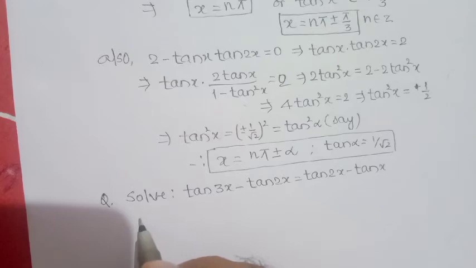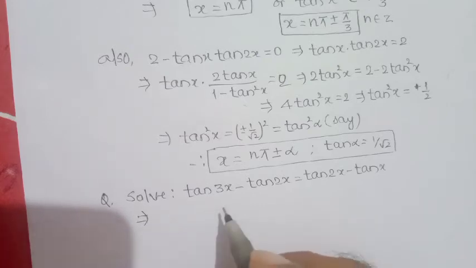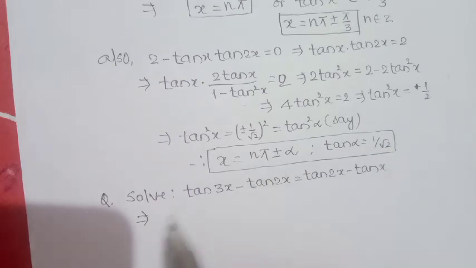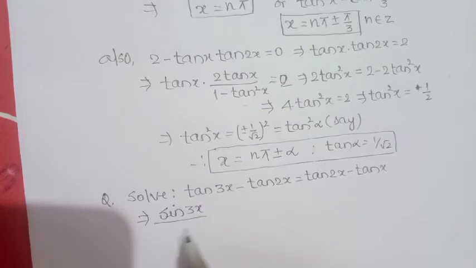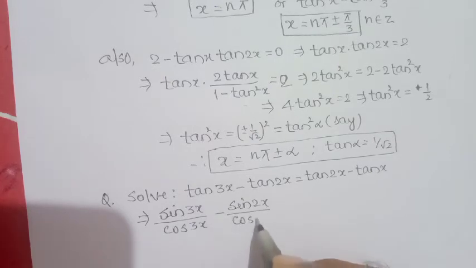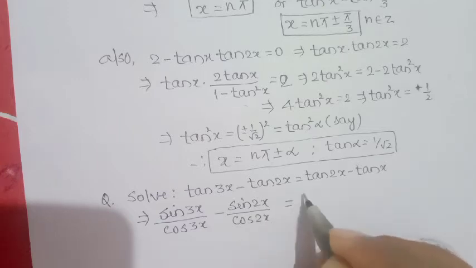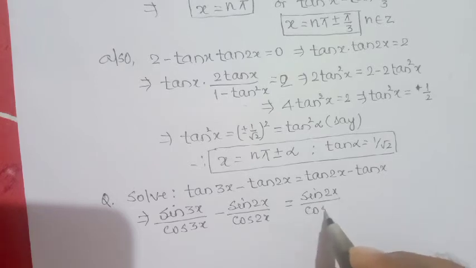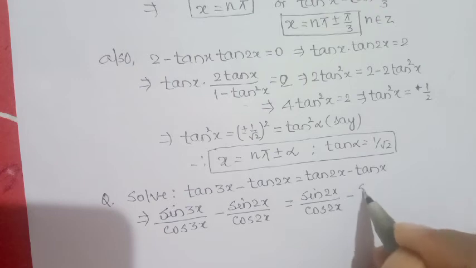In the first step, while solving this problem, convert tan terms into terms of sine and cos. So it should be written as sine 3x upon cos 3x minus sine 2x upon cos 2x is equal to sine 2x upon cos 2x minus sine x upon cos x.